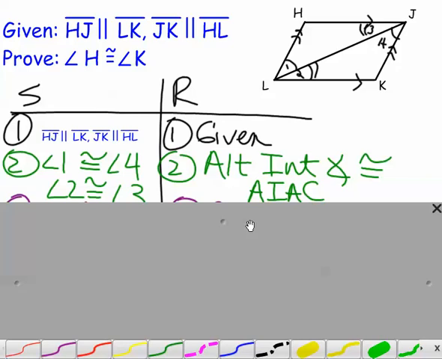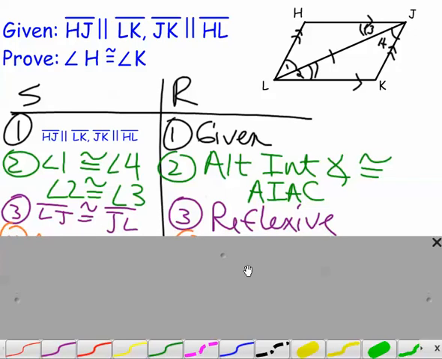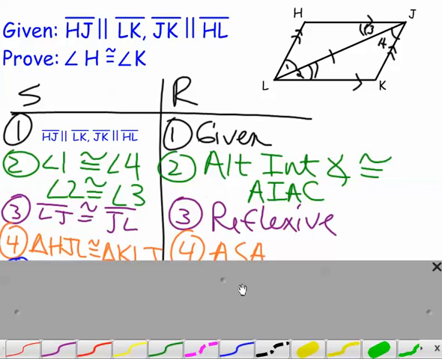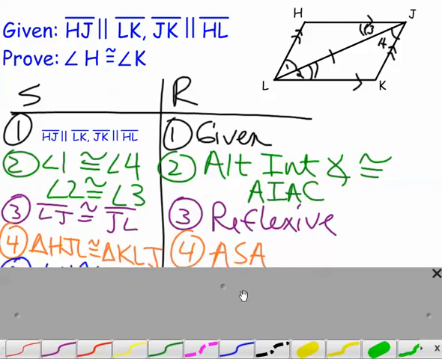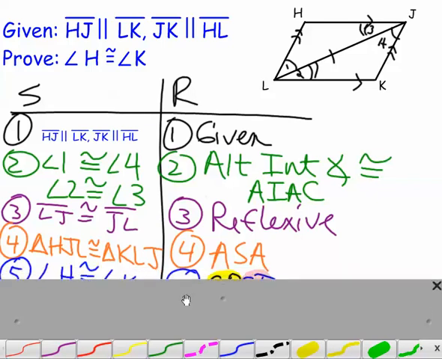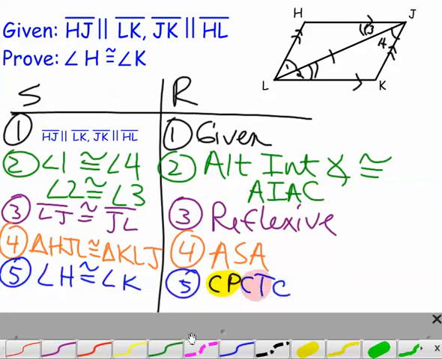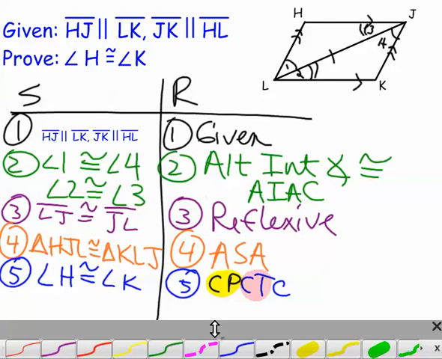Well, segment JL is occurring in both triangles, so we can use the reflexive property and state that LJ is congruent to JL by the reflexive property. So now we have angle side angle working for us, and we can prove that triangle HJL is congruent to KLJ. And we know then that angle H has to be congruent to angle K by corresponding parts. So again, hopefully you're starting to see a pattern develop in these proofs.